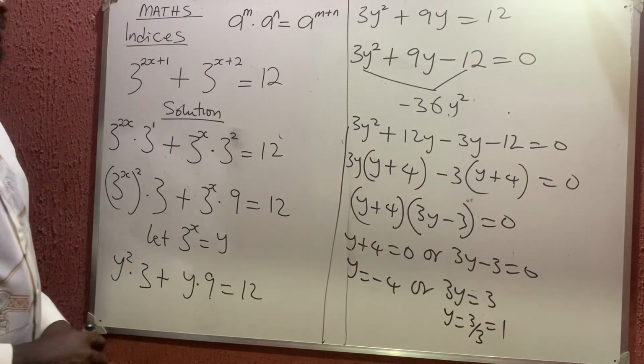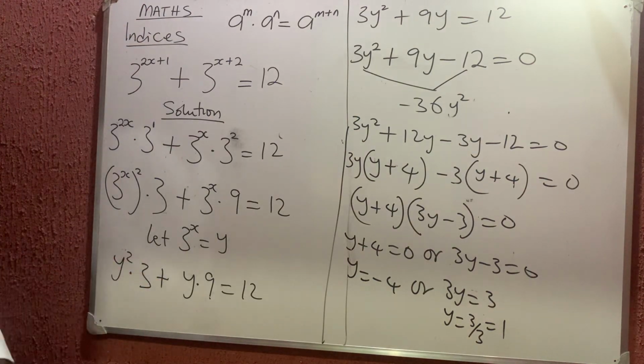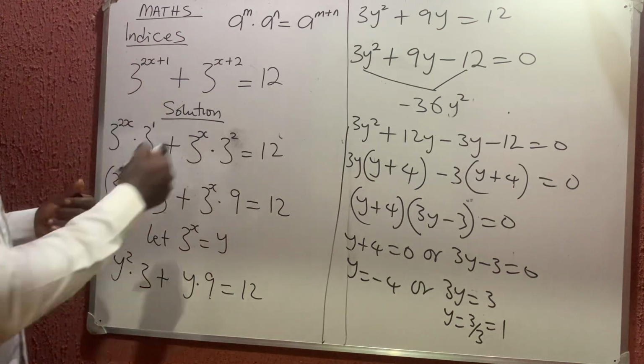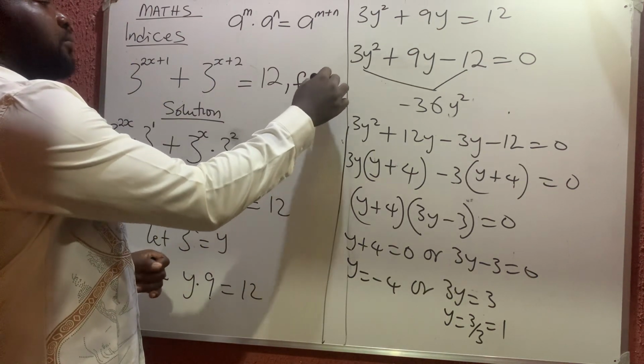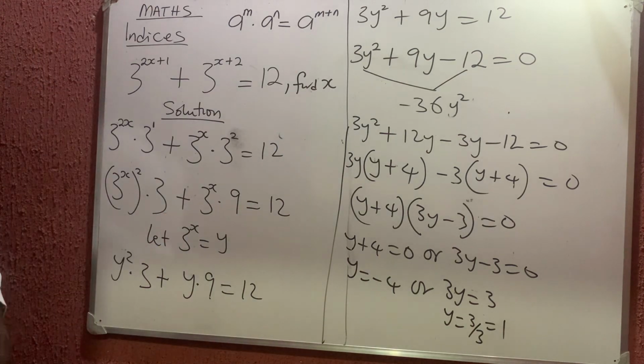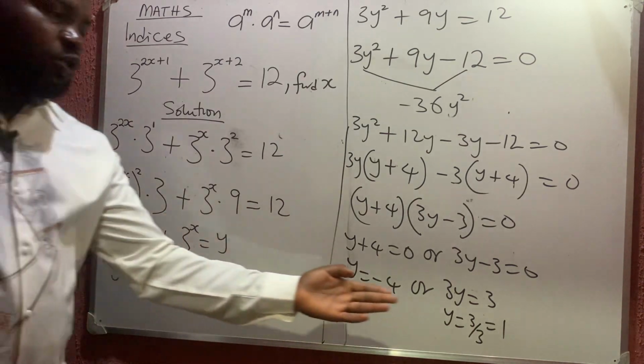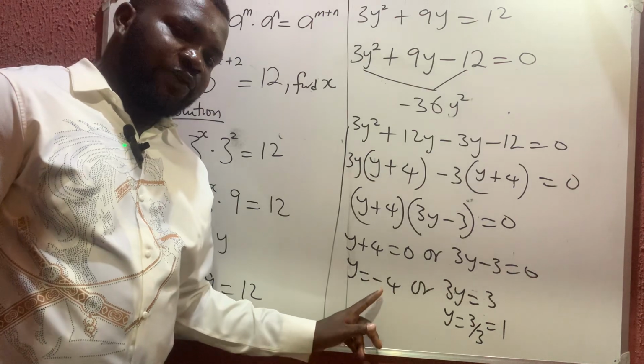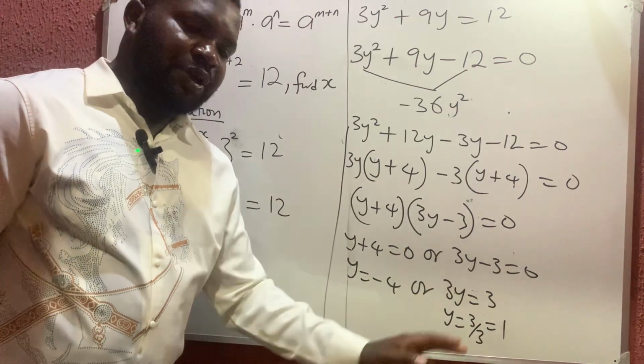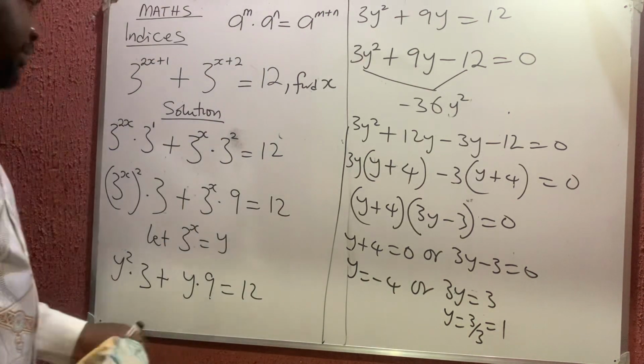Okay? Now, don't forget that we are not actually looking for y. We are looking for what? X. So we should find x here. So since we are looking for x and we have gotten y, please, whenever you have a negative, we don't normally use negative. So y must be non-negative. So we're going to have that.